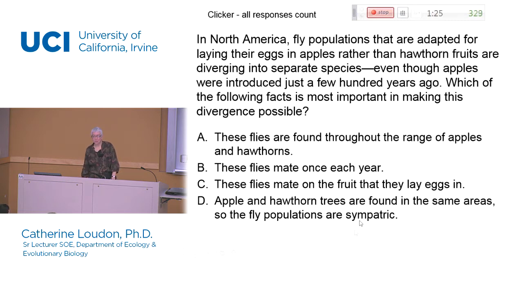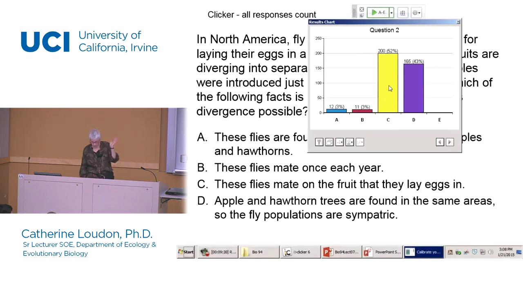Okay, everybody should have formulated a favorite response and clicked in. Okay. Looks like it's stabilized. Let's see what you guys picked. This is an example, by the way, of a test question from a previous year, so excellent. Half of you got it right, yes. Congratulations. Half of you did not.